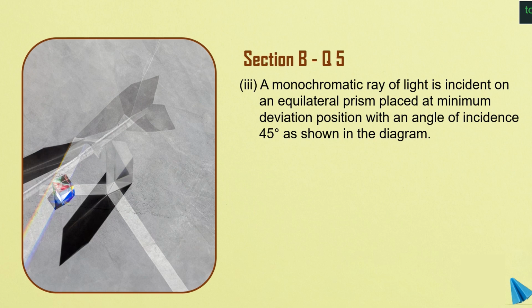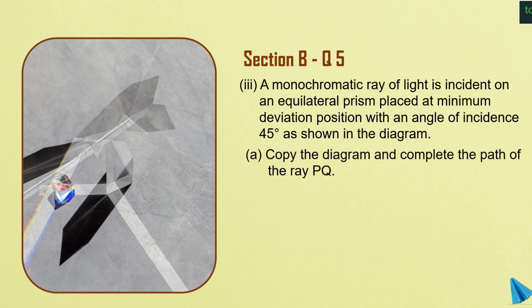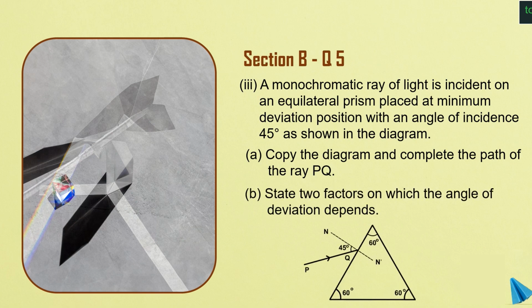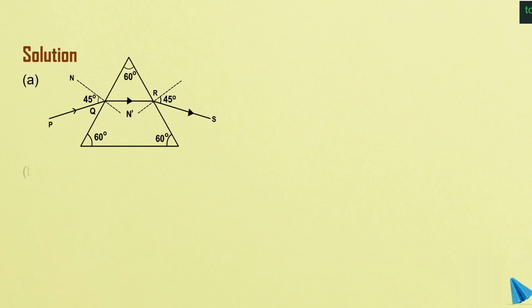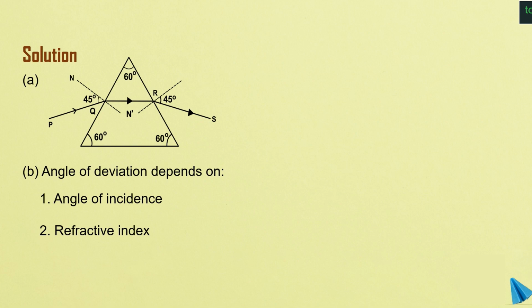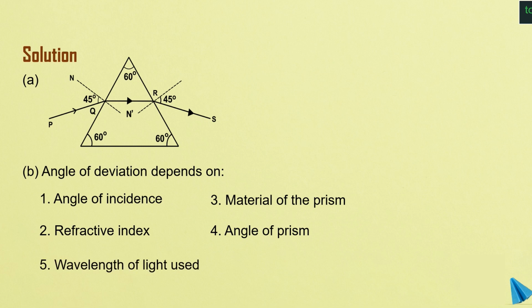Let's have a look at the new question. It says a monochromatic ray of light is incident on an equilateral prism placed at minimum deviation position with an angle of incidence 45 degrees as shown in the diagram. Copy the diagram and complete the path of the ray PQ. State two factors on which the angle of deviation depends. So here we have the figure, and the angle of deviation depends on the angle of incidence, refractive index, material of the prism, the angle of the prism, and wavelength of the light used.